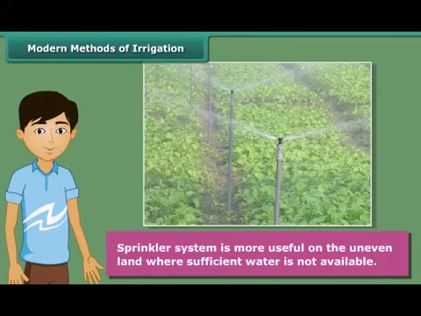In this system, perpendicular pipes, having rotating nozzles on top, are joined to the main pipeline at regular intervals. When water is allowed to flow through the main pipe under pressure with the help of a pump, it escapes from the rotating nozzles and gets sprinkled on the crop as if it is raining.